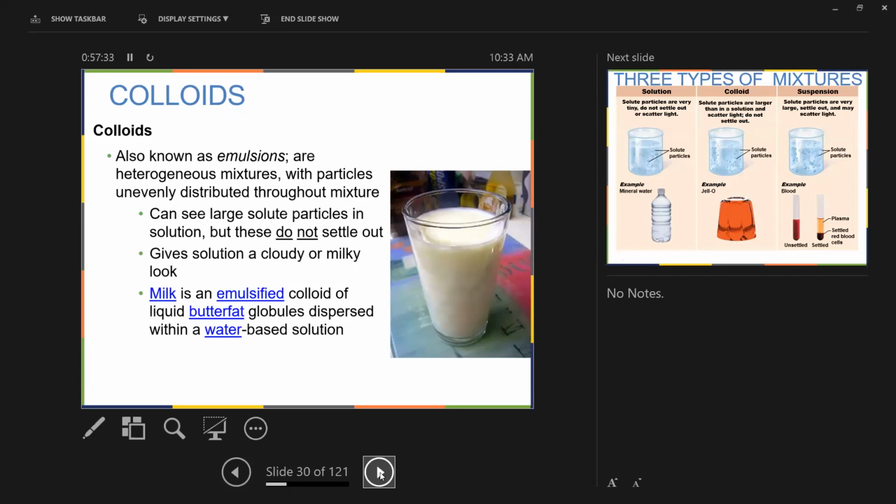So anyway, colloids. Colloids are emulsions. Emulsions are heterogeneous, meaning they have unequal distribution of the particles that are in the mixture. Milk is a colloid because you have the milk fat floating in with the watery non-fat portion of the milk there. So these large particles of milk fat stay suspended in the mixture. They don't settle down. They don't settle out. They're just suspended there.